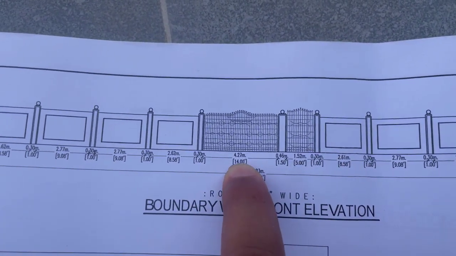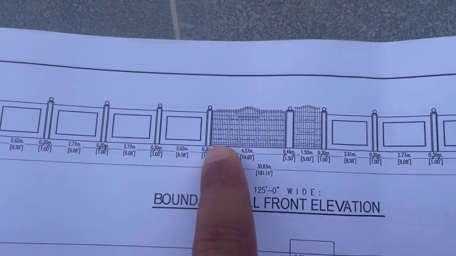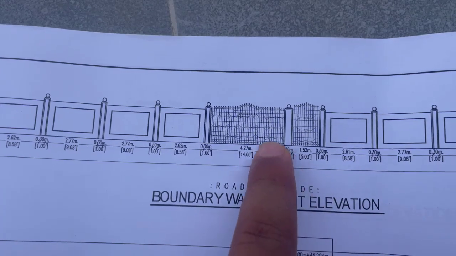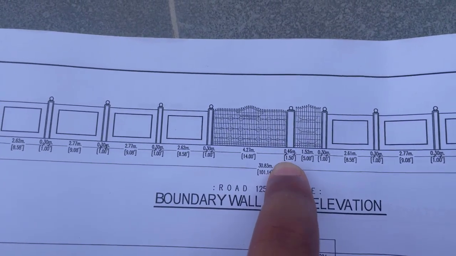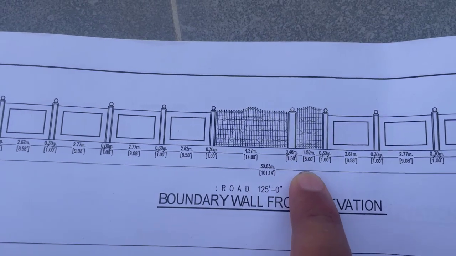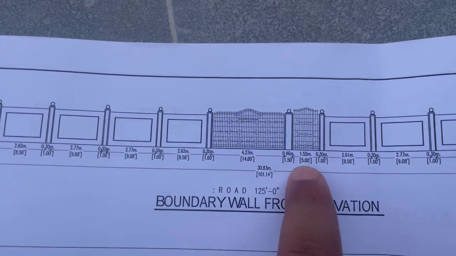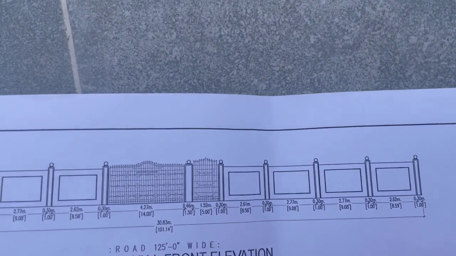What is the length should be 4.2 meter यानी 14 feet. Here we have two dimensions, meter and feet. This is the spacing between the doors, 1.5 feet yani 0.46 meter, and the length of this door 1.52 meter yani 5 feet. Here we have columns.